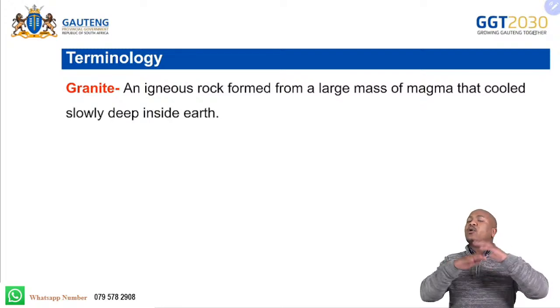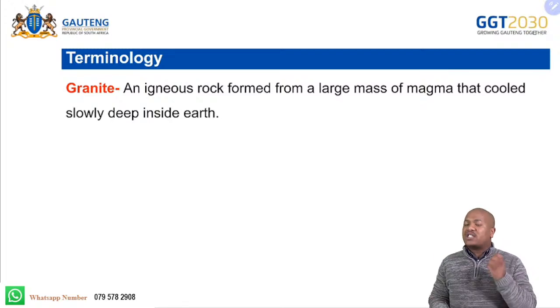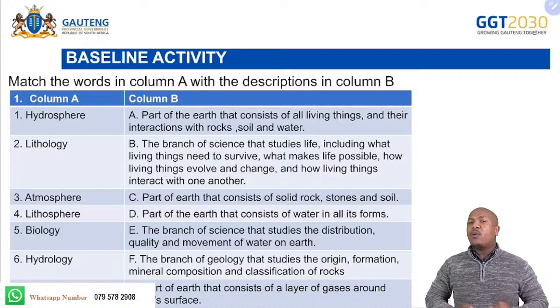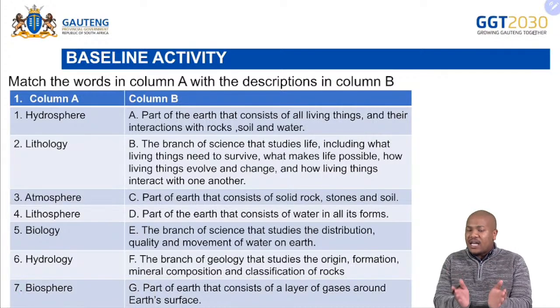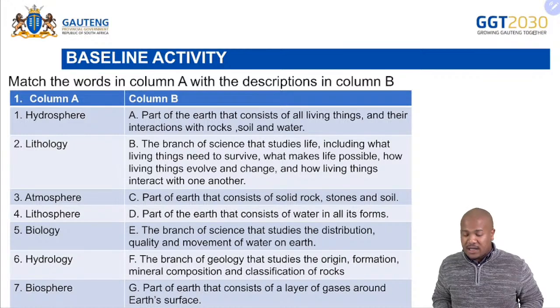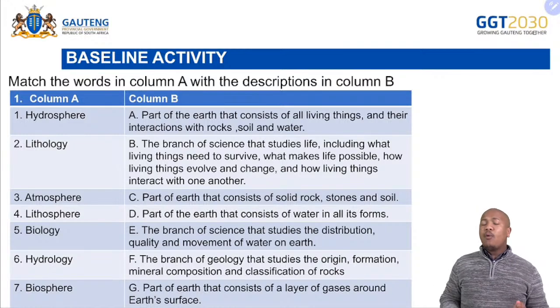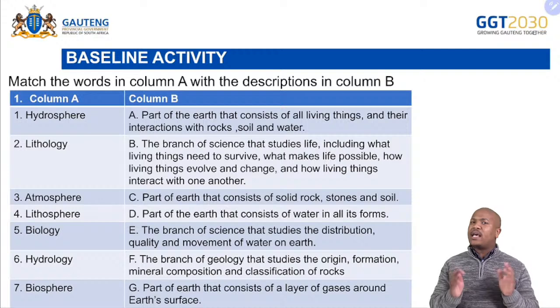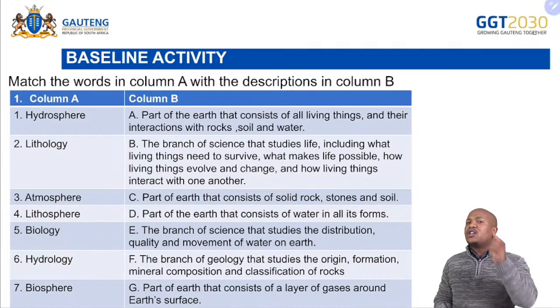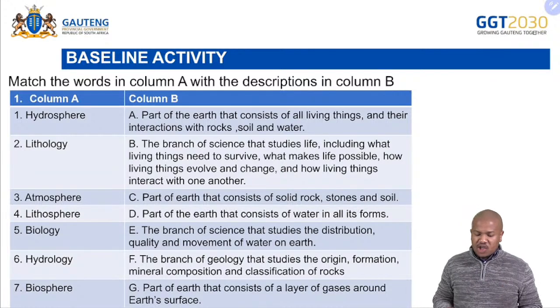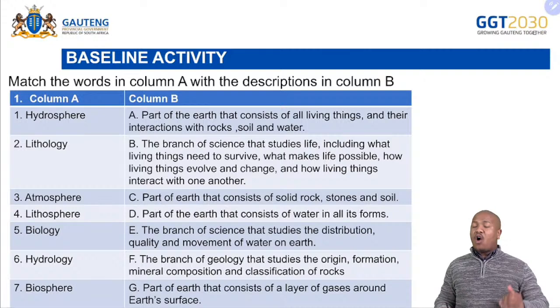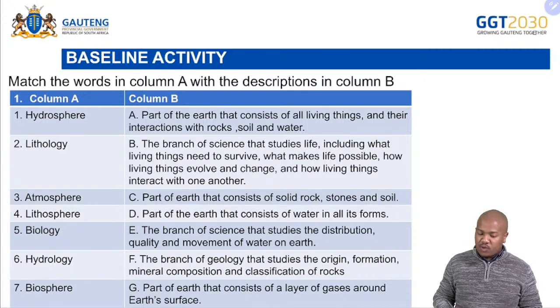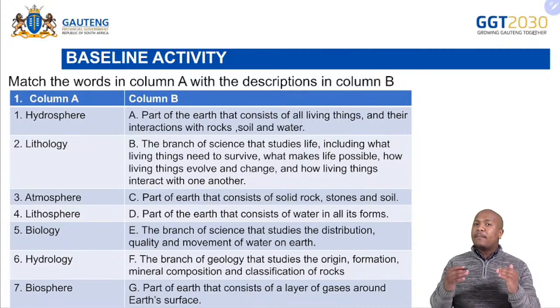Now that we have our terminology, I want us to try this baseline activity. I want us to explore and check how far we know in terms of this topic. Our baseline activity says: match the words in column A with the descriptions in column B. For column A, we have all the words that you need to match with the descriptions in column B.